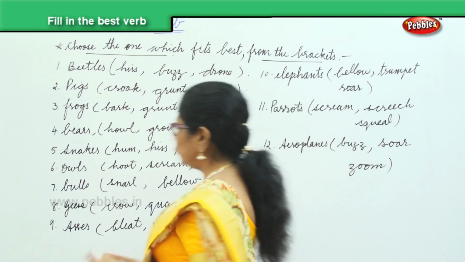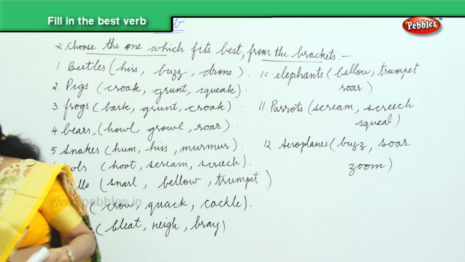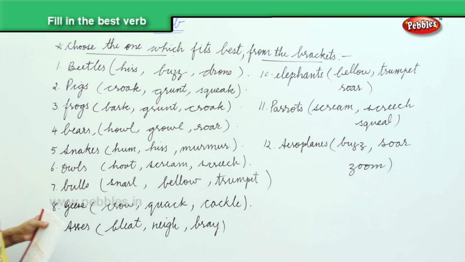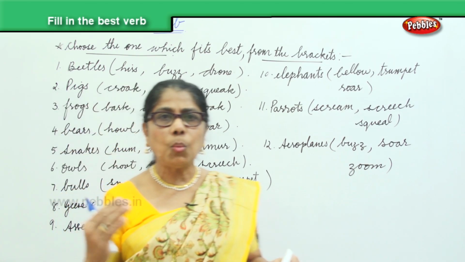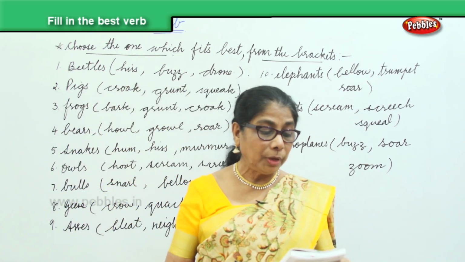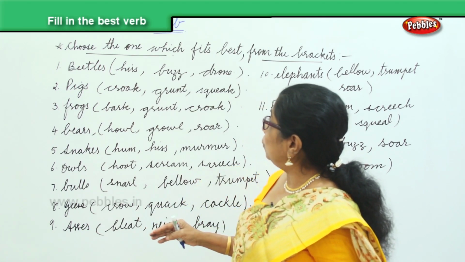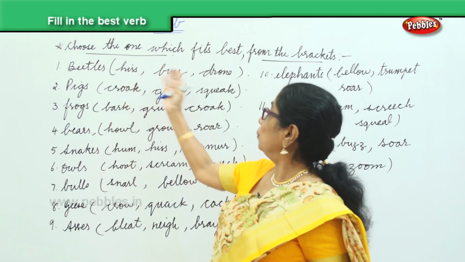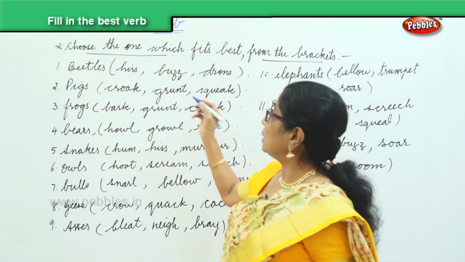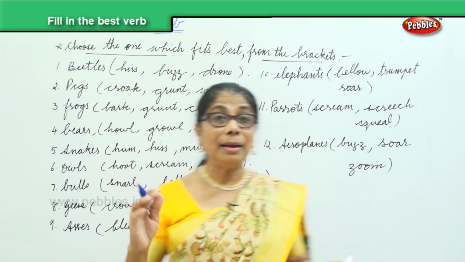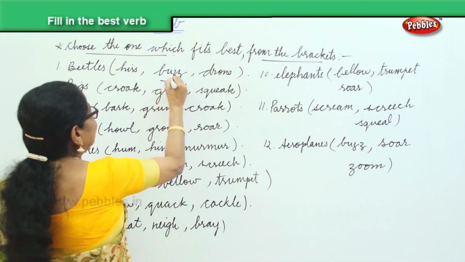Now, we have 12 items I have given you, and we have 3 words. We should know what each does. What does the beetle do? When you say beetle, you don't say beetle make the sound hiss. No, you don't say beetle drone. You will say beetles buzz. They make a big noise.